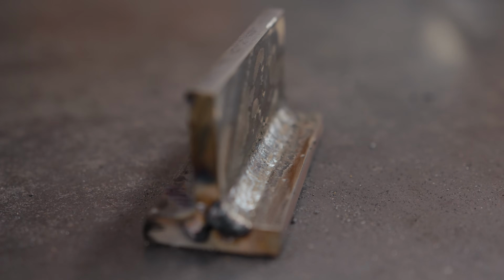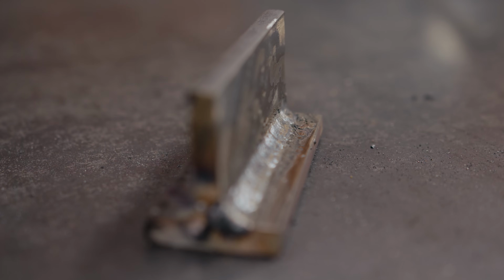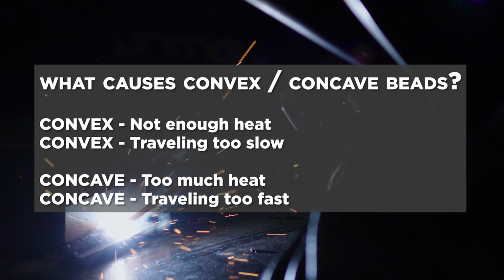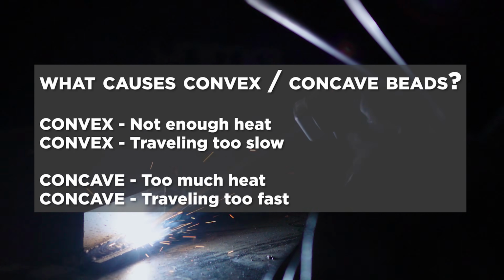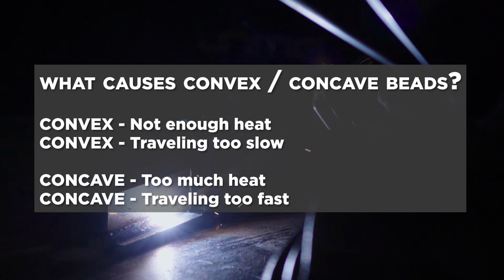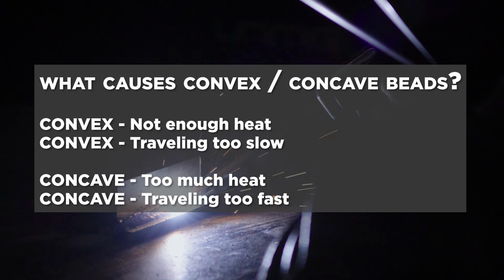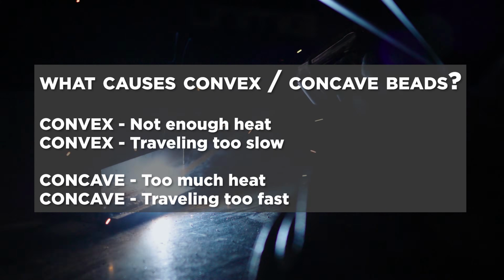A convex or concave weld bead is generally a sign that something is not quite right with the weld. If the correct settings and technique have been used, the weld should lay flat, meeting the parent metal evenly. And what causes it? A convex bead is caused by not having enough heat to properly flatten the weld, or travelling too slow. A concave bead is caused by too much heat or travelling too fast.